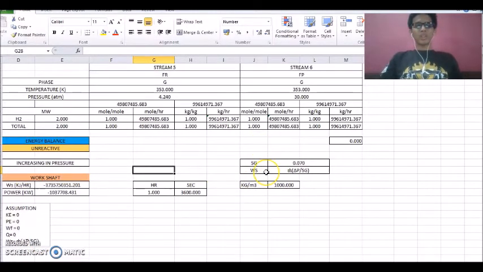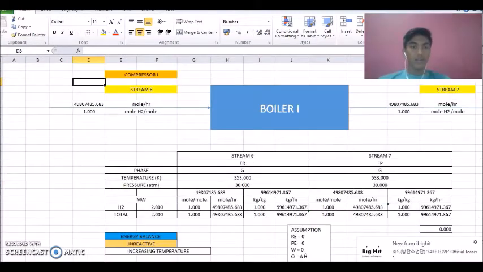For the specific gravity, we use the hydrogen specific gravity, which is 0.070, and we have to convert it to its density, and then we calculate the shaft work and we got isothermic. For the power, we divide the shaft work over 3600 seconds. So we got the value, which is negative 1037708.431.